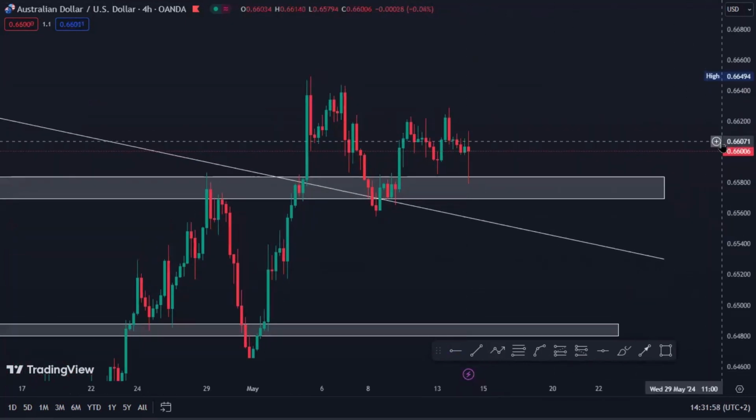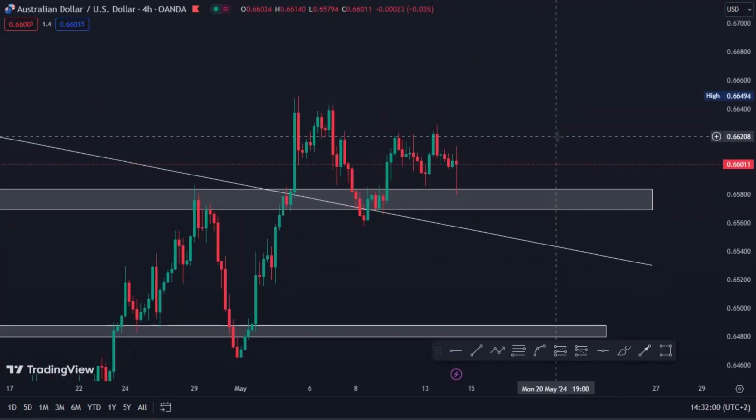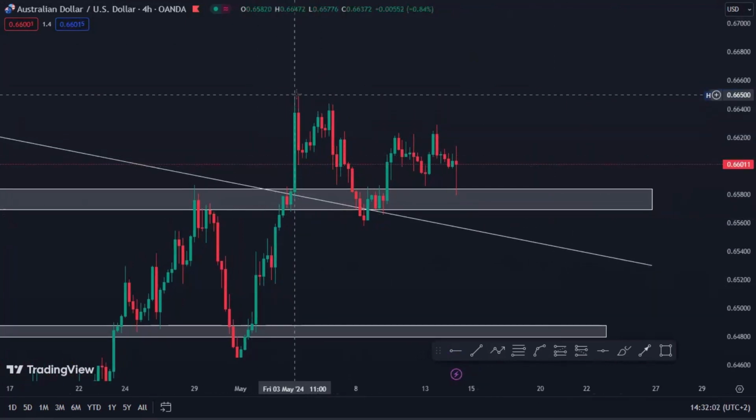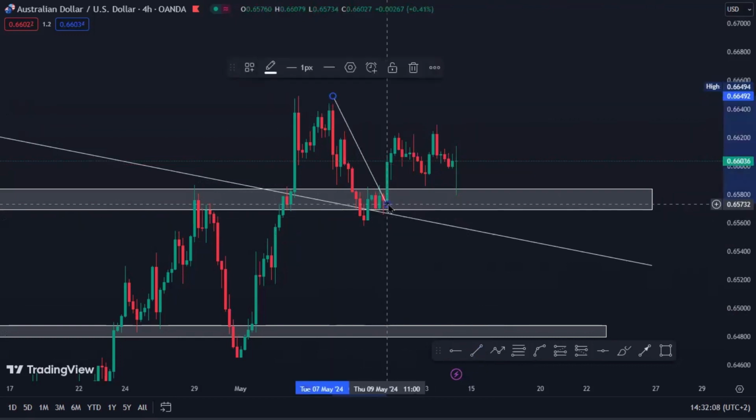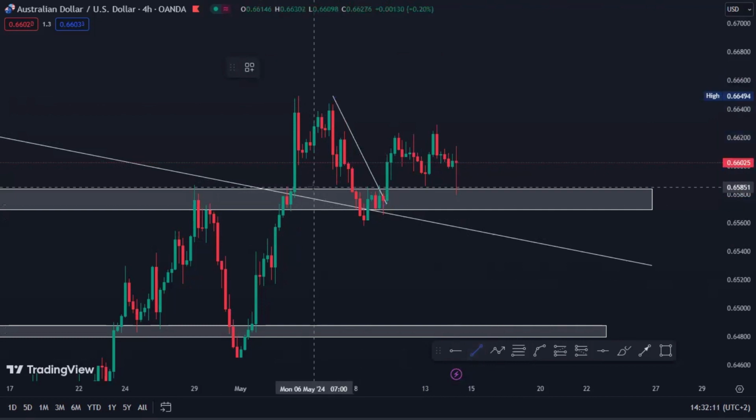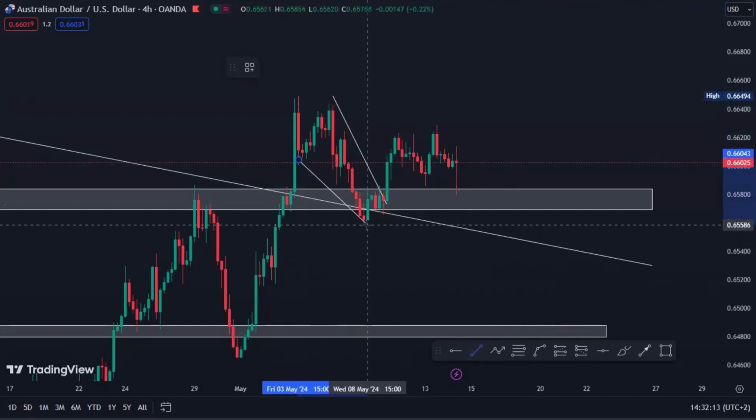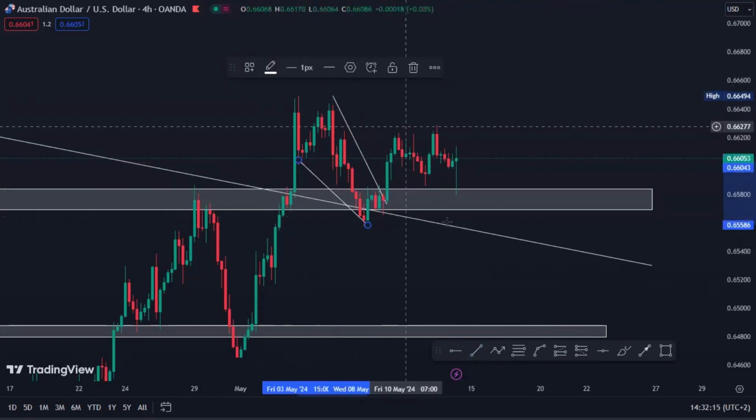As you can see here, we had this impulse and we had this pullback here. You can just identify it like this. We had something like this here. And this pullback, then it pushed. All right.